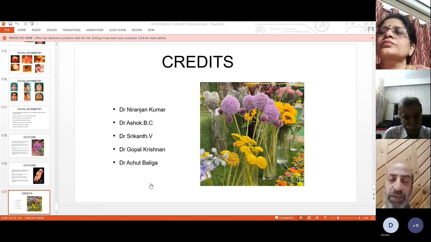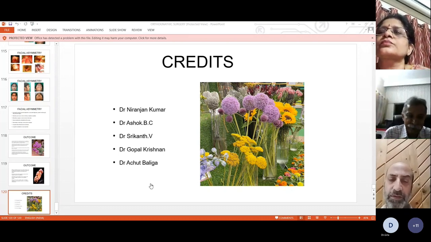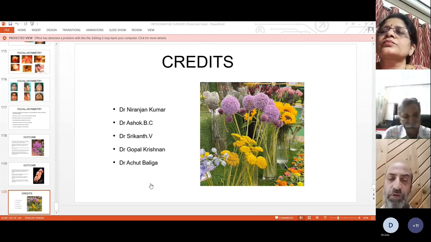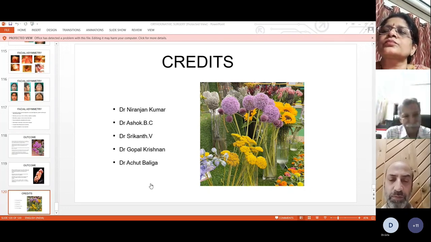Nasal septum, I showed. Yeah, we always do a guarded osteotome. You have to do it. Otherwise, it won't down fracture. It will not move.